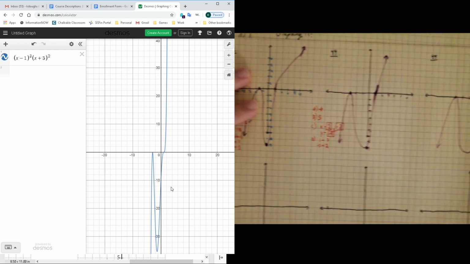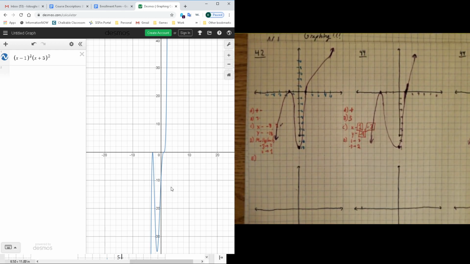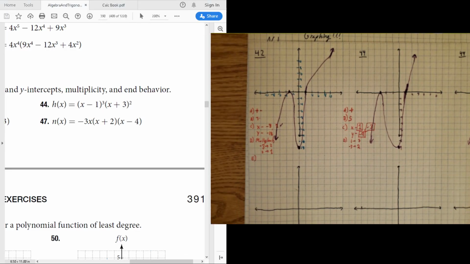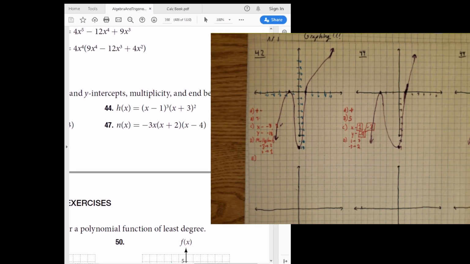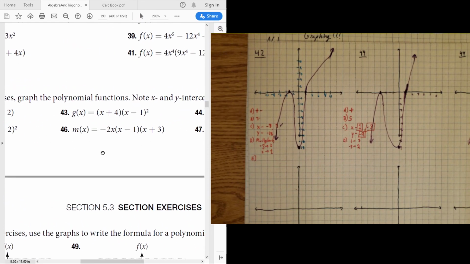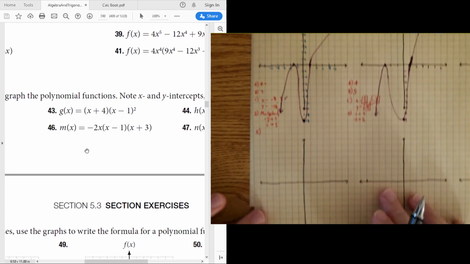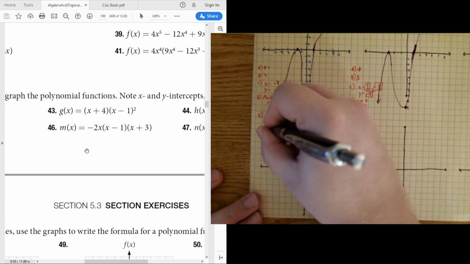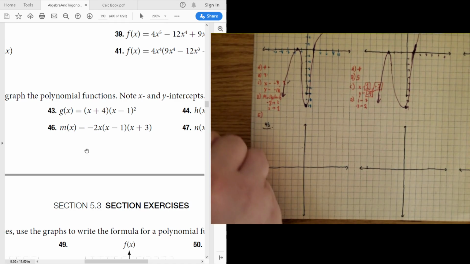So let's now look at 46. 46 is our first time seeing something a little different. So let's go through it.